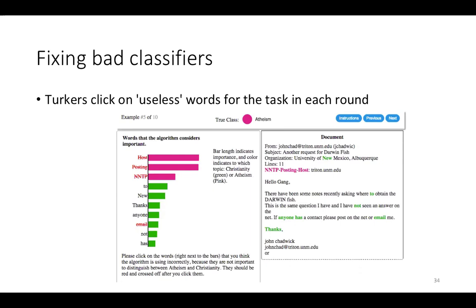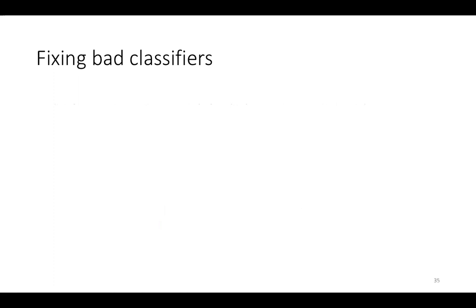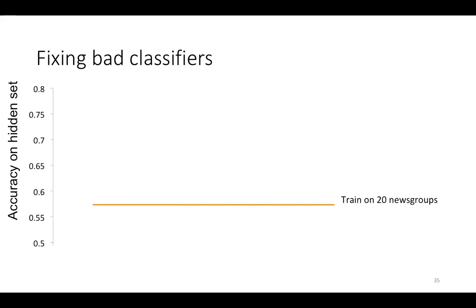This is how you pass on the explanation to the talkers, and the talkers cut off some of the features on which the algorithm was heavily relying to do the class prediction. Once you do this, let's see what happens. We are trying to measure the accuracy on the hidden set that I showed you, which the talkers have not seen. If you train only on the 20 newsgroups, the accuracy is very poor, somewhere between 55% and 60%, around 57 or so.